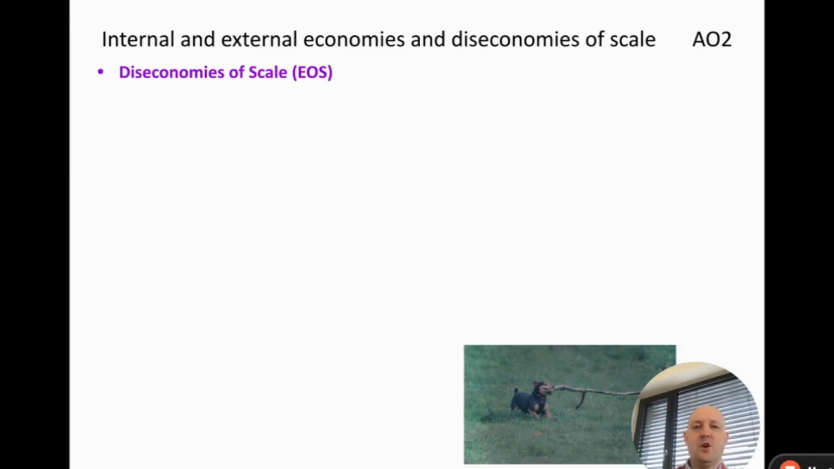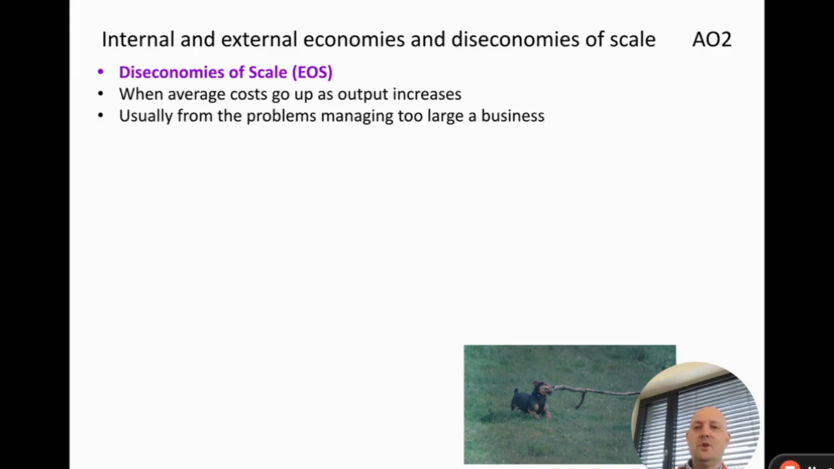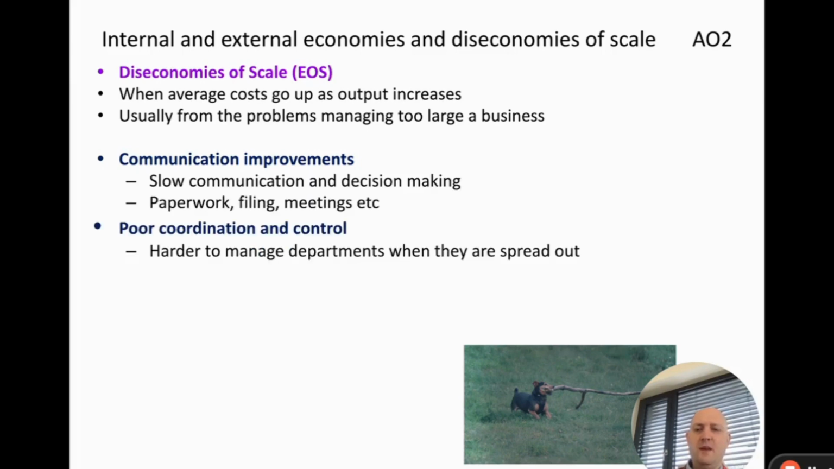Okay, so that's economies of scale, but we do get diseconomies of scale. And if you remember, this is when average costs go up as output increases. So why might this happen? Well, this usually comes from the problems managing a business which is too big. And so the main ones are communication and coordination.